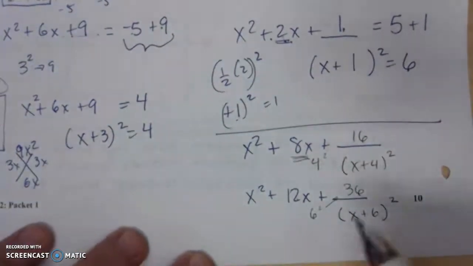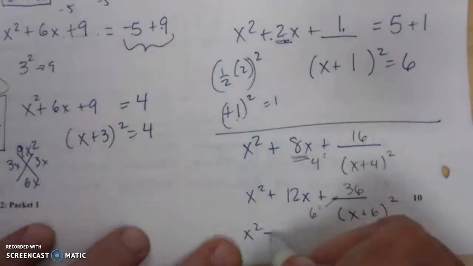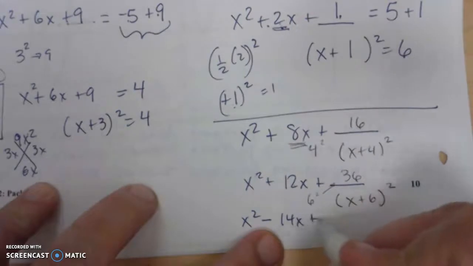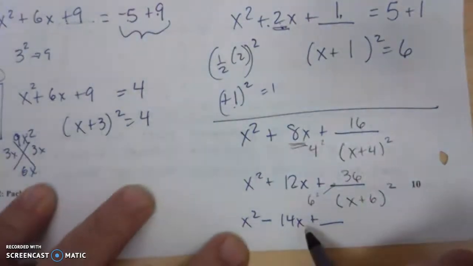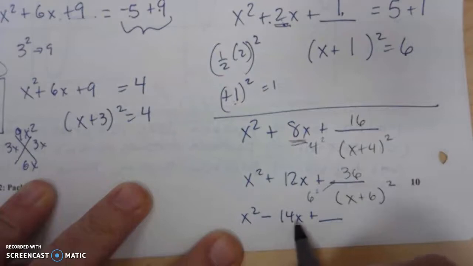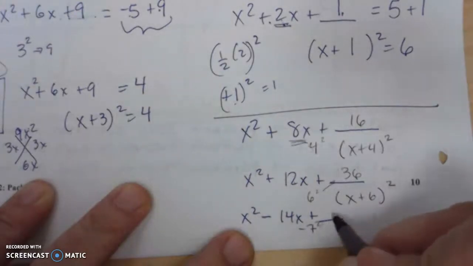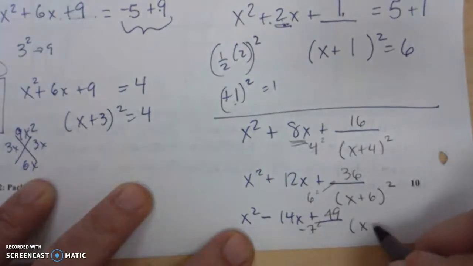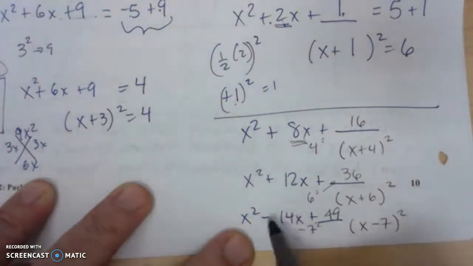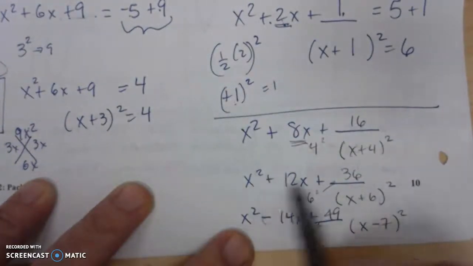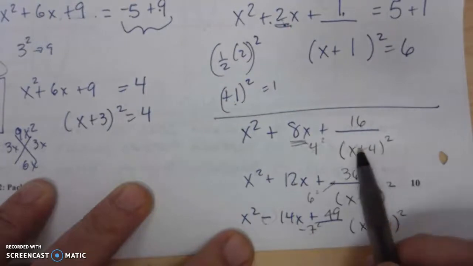Now, what if my equation was written something like this? How about x squared minus 14x plus something? Well, you still go through the same process. What is half of this number? Half of negative 14 is negative 7. Negative 7 squared is 49. A negative times a negative is a positive. But now check this out. This becomes x minus 7 squared. So if this is a minus, your term in the parentheses is a negative. If this is a positive, your term in the parentheses is a positive.